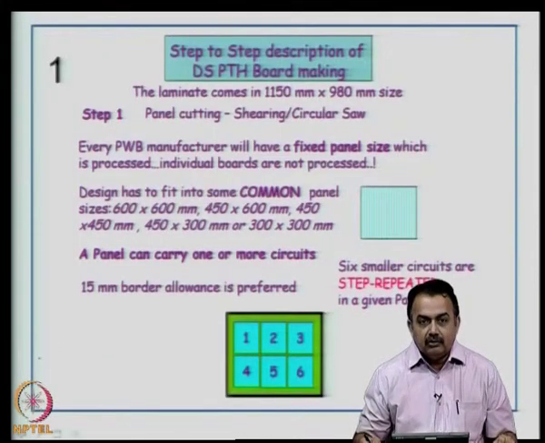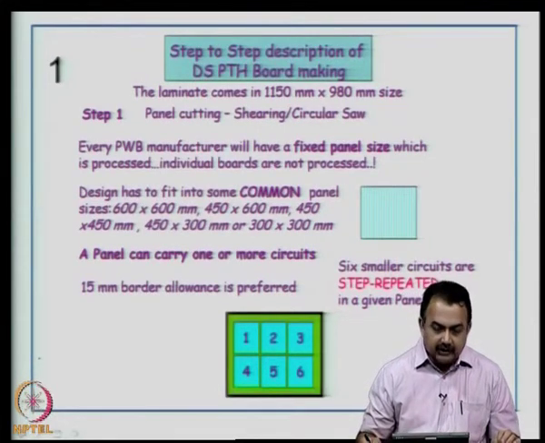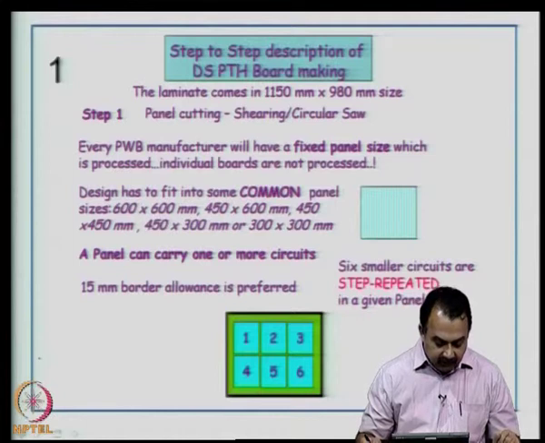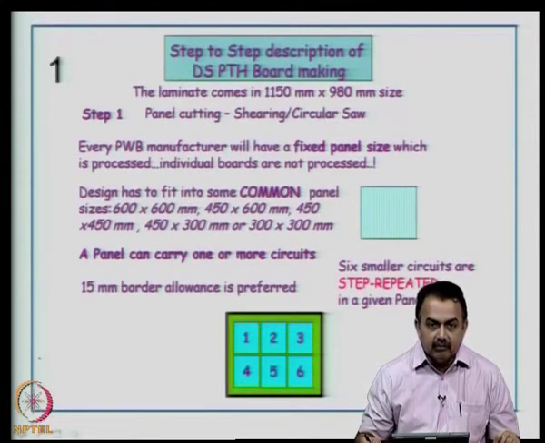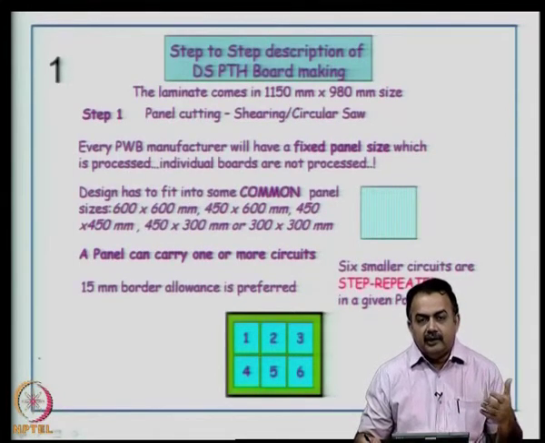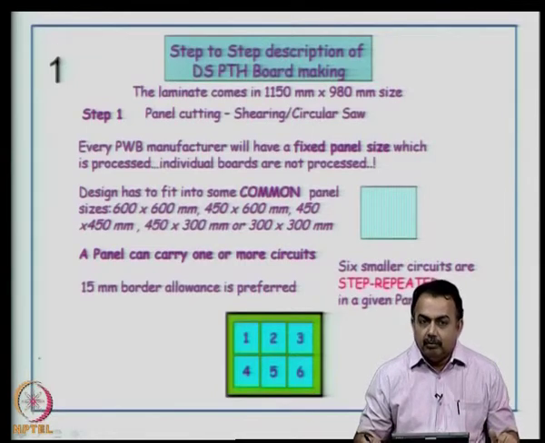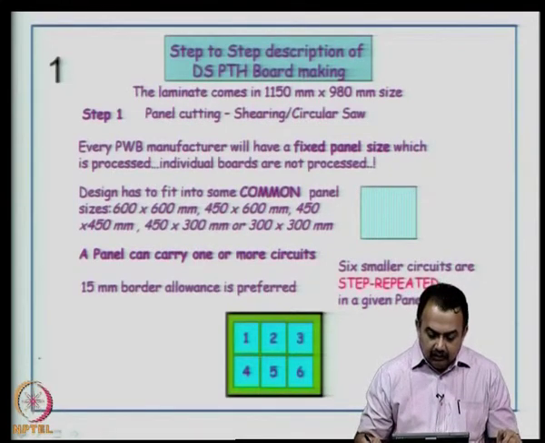Now, I will take you through the process description in much detail, step by step, for a plated through hole double sided board, which again can be replicated for multi-layer boards. Now, the first step in the manufacture is a panel cutting process, followed by shearing using a circular saw.